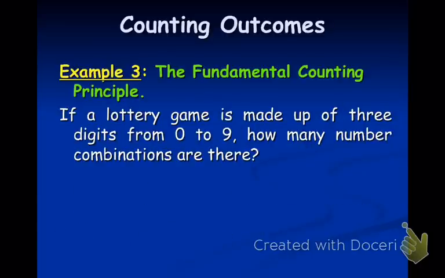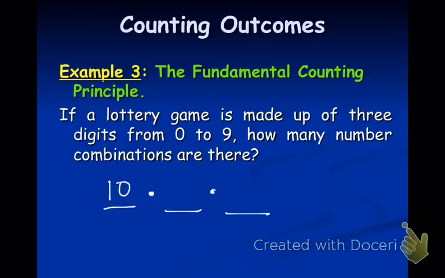If a lottery game is made up of 3 digits from 0 to 9, how many number combinations are there? Again, there are 3 options, and we can put the numbers 0 through 9 in each of these sections. From 0 to 9, how many numbers are there? There are 10. Don't get tricked by saying 9. It should be 10.